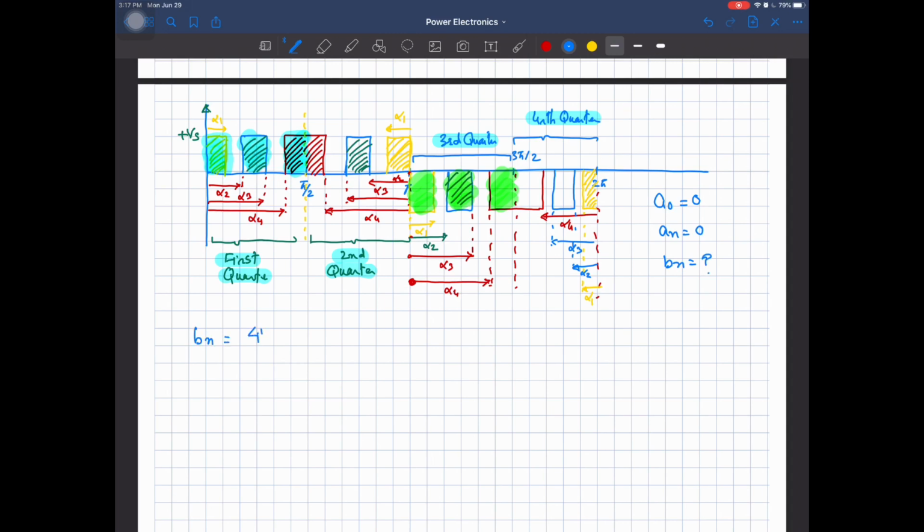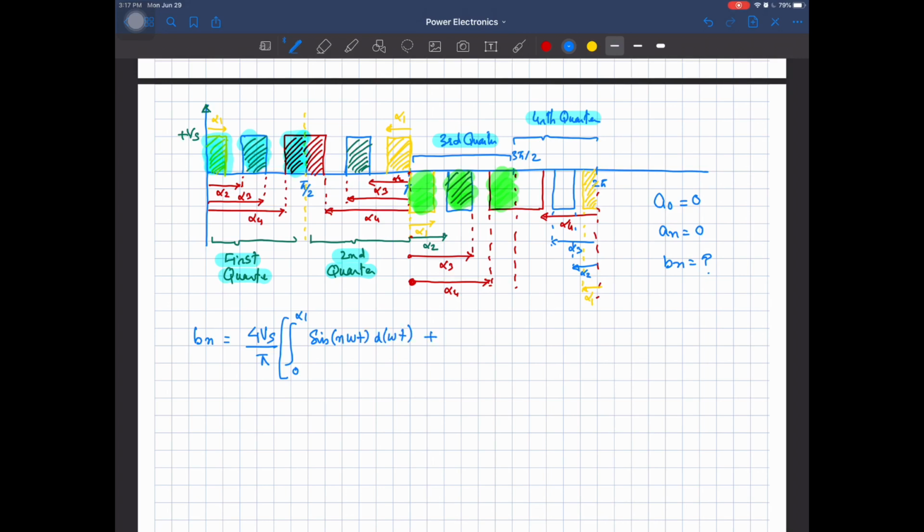Bn is equal to 4Vs by n pi times the integration of the first part. The first part is from 0 to alpha 1, so our limits will be from 0 to alpha 1 of sine of n omega t with respect to d omega t.